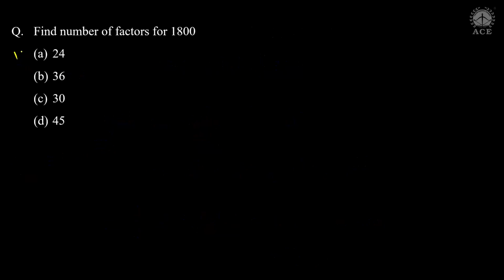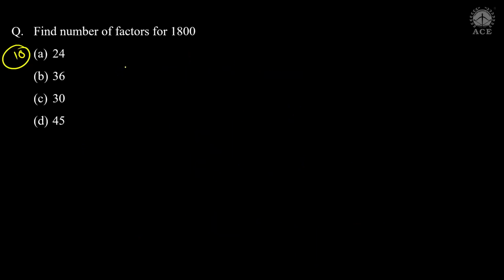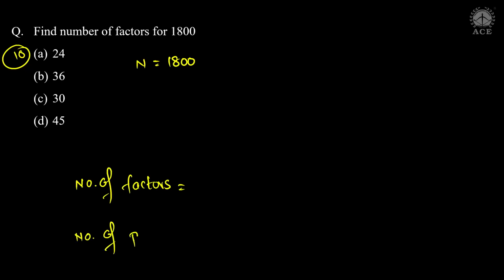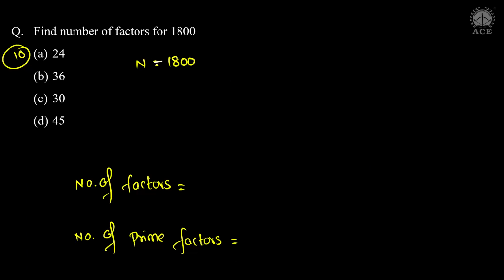Now next question, you have to calculate the number of prime factors, my dear friends. So guys, solve this question. You calculate the number of factors as well as the number of prime factors, both. The given number is 1800. I'll give time for you. Please work on this. Let me know the number of factors or the number of prime factors for 1800.